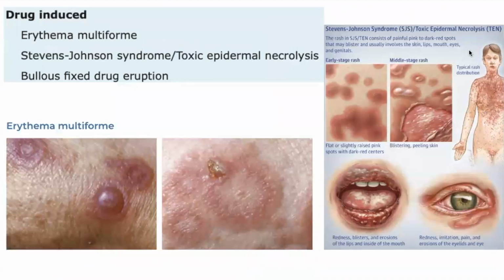In terms of drug-induced bullous or blistering conditions, these include erythema multiforme, Stevens-Johnson syndrome, or toxic epidermal necrolysis, as well as bullous fixed drug eruption. In these instances, it's important to look for the classic morphology, which may help point you towards one of these diagnoses, such as targetoid or atypical targetoid lesions. The biopsy result and histology will also be informative.